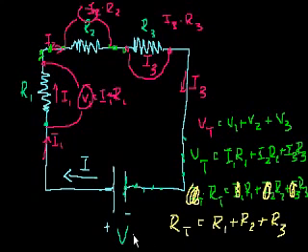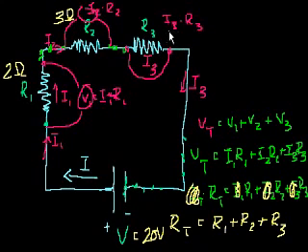Let's say that this voltage is, I don't know, 20 volts. Let's say resistor 1 is 2 ohms. Let's say resistor 2 is 3 ohms. And let's say resistor 3 is, I don't know, 5 ohms. So what is the total resistance through this circuit? Well, the total resistance is 2 ohms plus 3 ohms plus 5 ohms. So it's equal to 10 ohms. So total resistance is equal to 10 ohms.